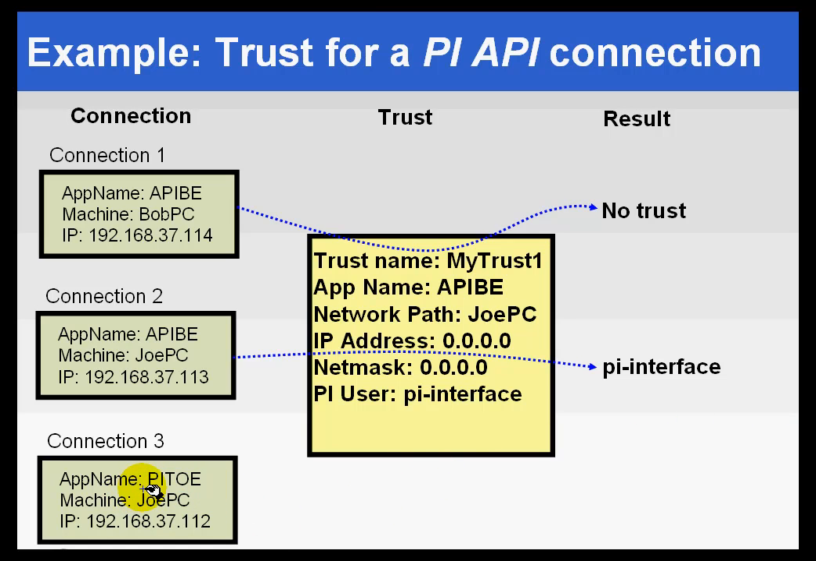And then lastly, let's look at this third incoming connection. We've got an application name called PITOE. And if you look at the application name specified in the trust, well, we don't have to go any further. The trust specifies API BE. This is not API BE, so it doesn't matter if the others match. This is simply not going to result in a trust.